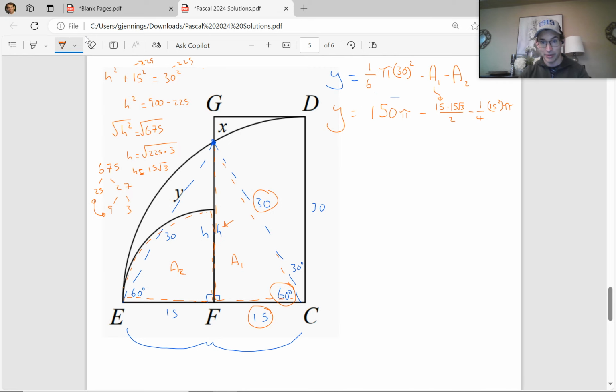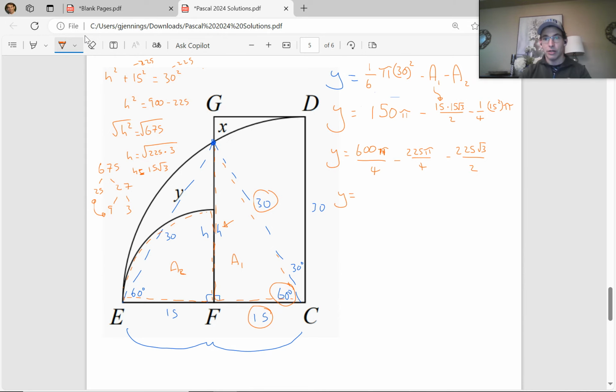Okay, let's keep going. y is equal to 150 pi, but I see that that wants to be on a base of 4. I want a common denominator 4. So I'm going to say 600 pi on 4. Minus 225 pi on 4, that's taking away A2, and then take away 225 root 3 on 2.